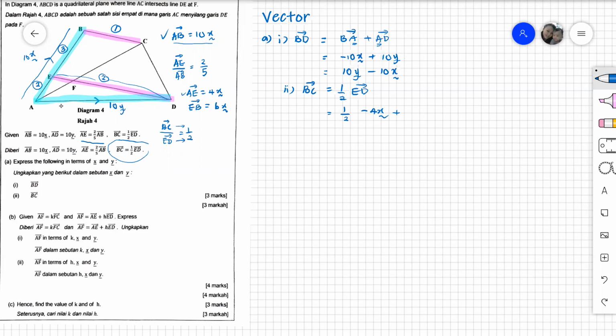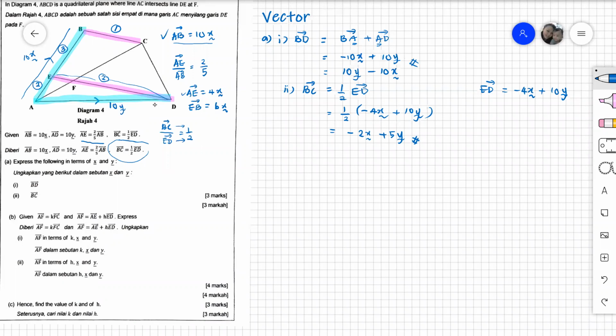Plus, by looking at this diagram, EA, and then AD, 10y. So just put that in. That means we know the ED. So let's put the ED here first. I'm not sure whether we shall use this or not, just put it there first. So just substitute this in, I mean, multiply the half in. We have negative 2x plus 5y. So this is the answer for BC.